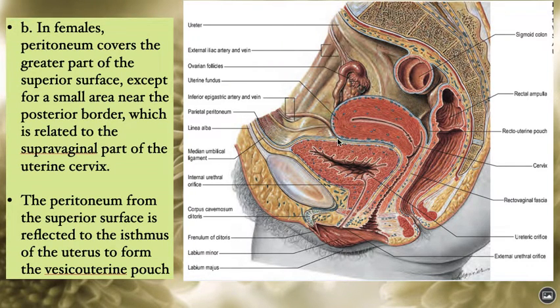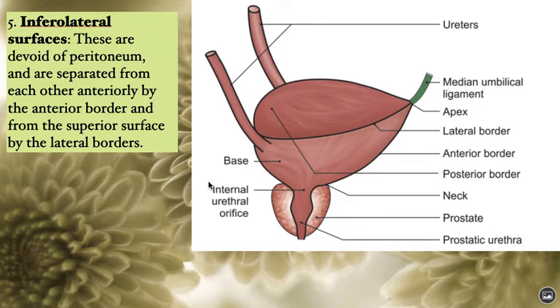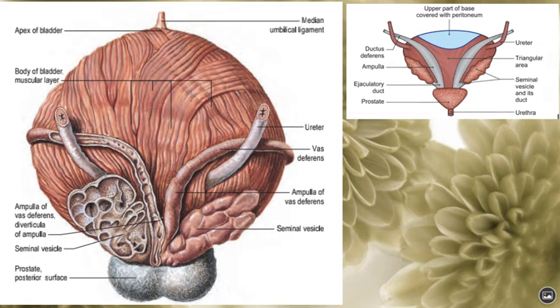The peritoneum over here is reflected onto the isthmus of the uterus to form the vesico-uterine pouch over here. Coming to the inferolateral surfaces, they are devoid of peritoneum and are separated from each other anteriorly by the anterior border, and from the superior surface by the lateral border.